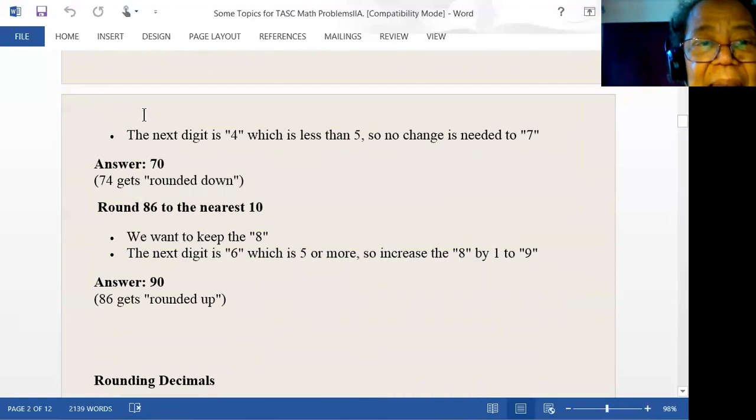But suppose we had 86. We want to round it to the nearest 10. And the tens is the 8th position. 8 times 10 is 80. So we want to keep the 8, but the 6 is 5 or greater. So we will increase this 8 by 1 to 9, and now we round it up to 90.